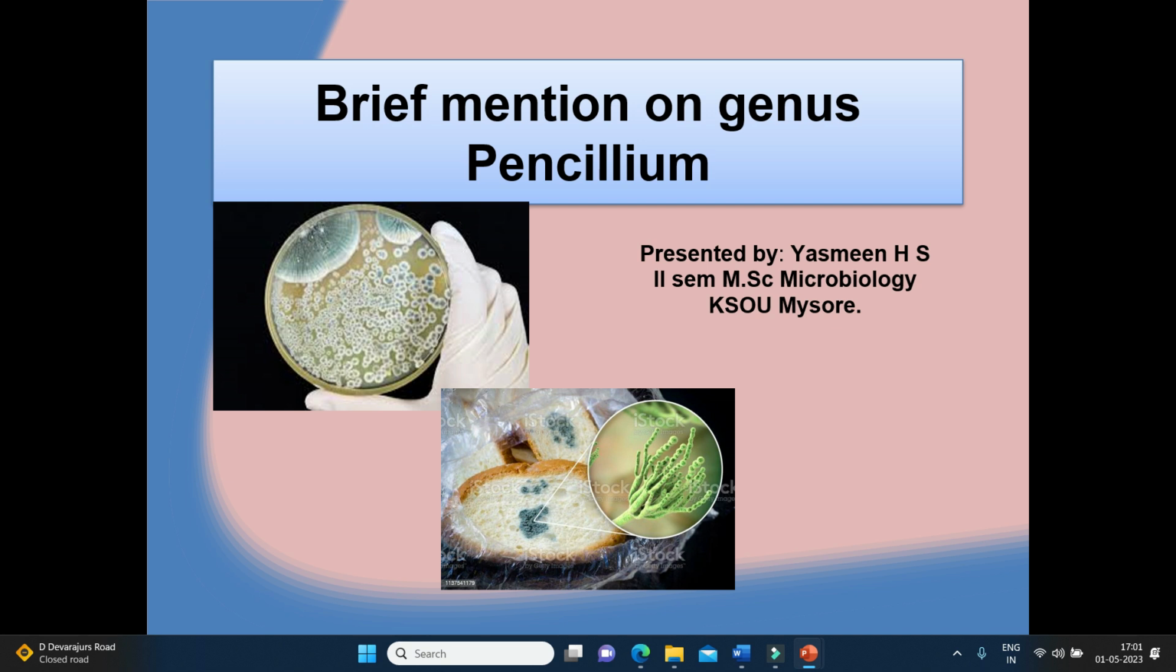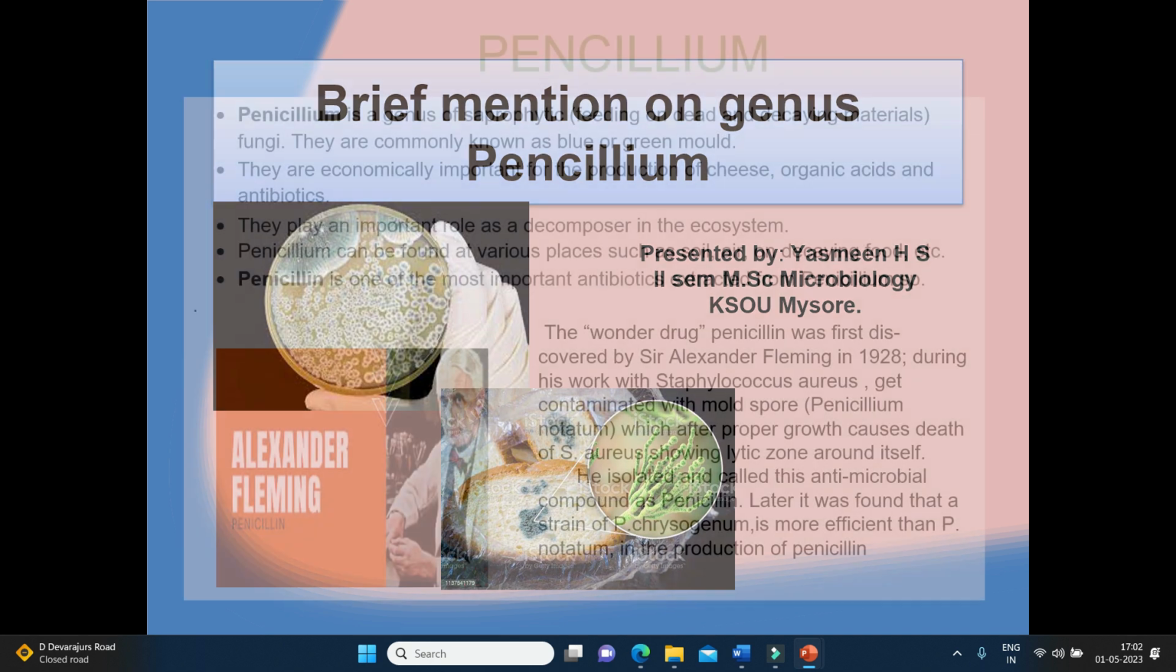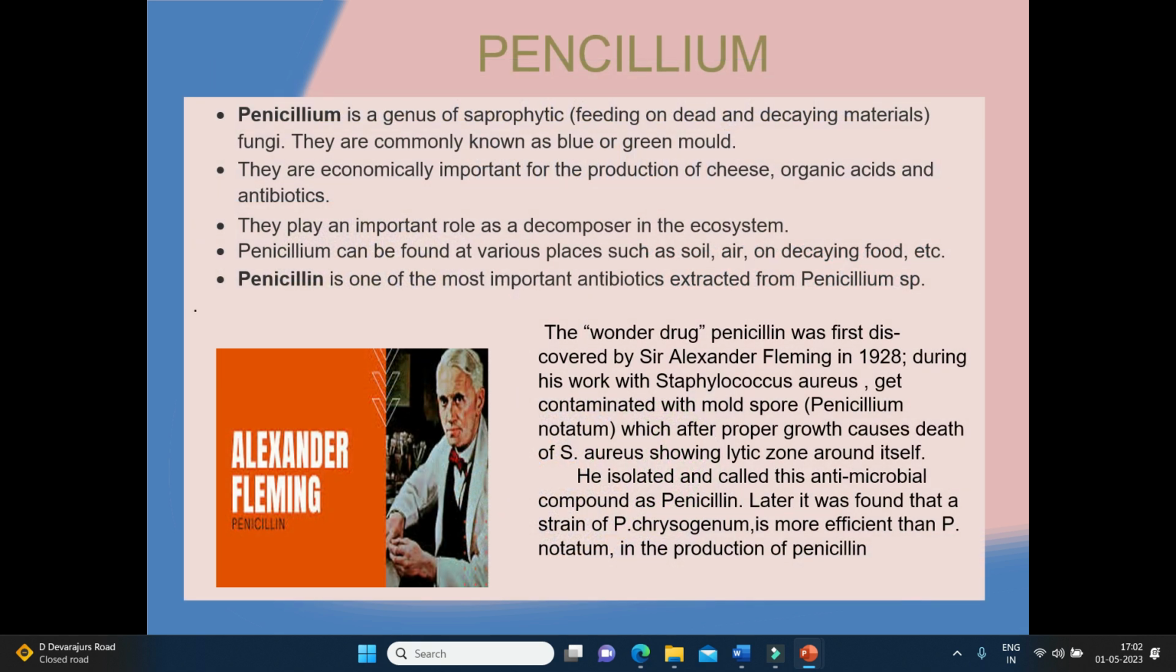So genus Penicillium belongs to the Ascomycetes group of fungi and is well known for its importance in antibiotic and food industries. The name Penicillium is derived from the Latin word penicillus, meaning a brush-like structure, which refers to the stalk bearing radiating chains of conidia resembling a broom.